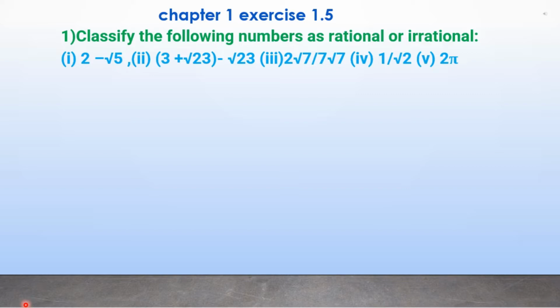Let's start. Question number 1. Classify the following numbers as rational or irrational. Example 1. 2 minus square root of 5. First one is 2 minus square root of 5.